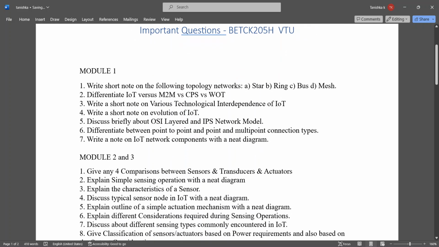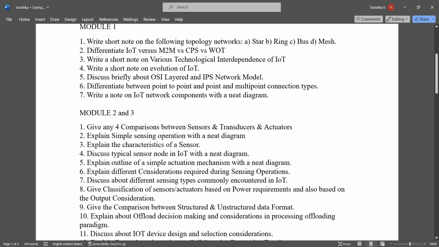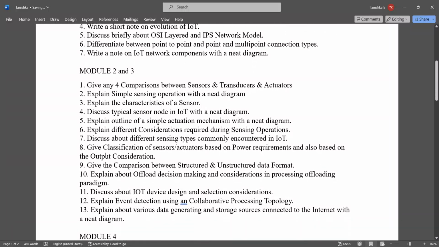Then module 2 and 3 have been combined here. So important questions of module 2 and 3 total, like 13 questions are there. You can study like five questions from each module. Out of this, five questions from module 2 and five questions from the third module you can study out of 13 questions.